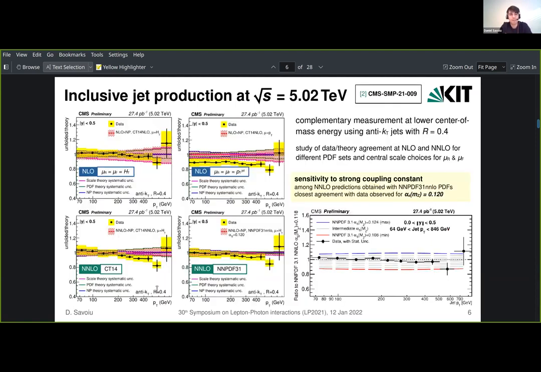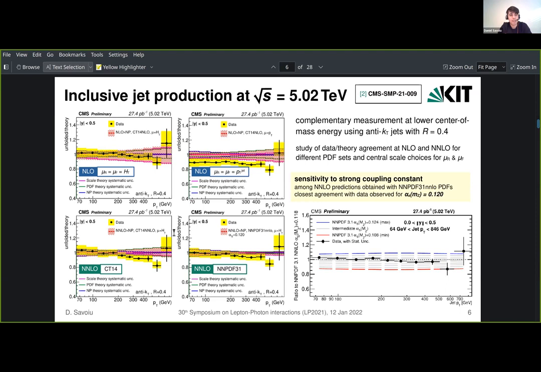Now, just to briefly show you a complementary measurement of inclusive jet production, this is done at a lower center of mass energy using only the smaller cone-sized jets. Without going into too much detail here, this is a very nice playground to look at the scale dependence and the PDF dependence of this type of data and these predictions. So you have at next to leading order a comparison between two central scale choices, and you can see that one of them works slightly better than the other. This is the HT parton scale, which works much better, but the scale uncertainty, which is this red band, is still relatively large.